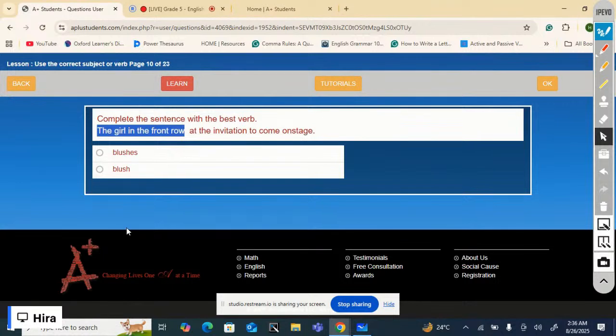I'm giving you a hint actually. So blushes is a singular verb because it ends in es here. And the girl is a singular subject. So singular subject means we will use a singular verb. Blushes is the singular verb.